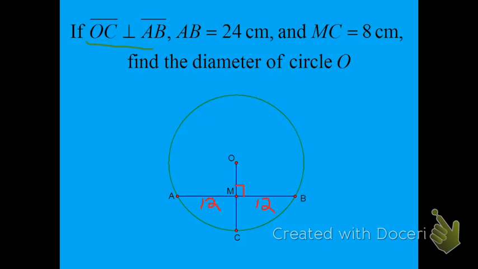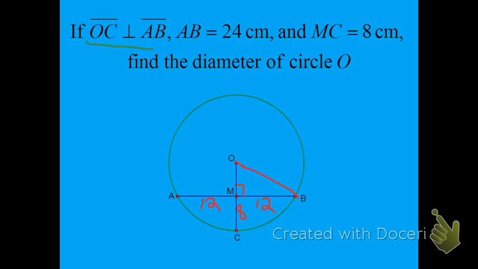It also says MC is 8. So from here to here is 8. Find the diameter of circle O. So what can we do here? Well, if we draw this OB right here, that would be a radius. And it would also form a right triangle, OMB.